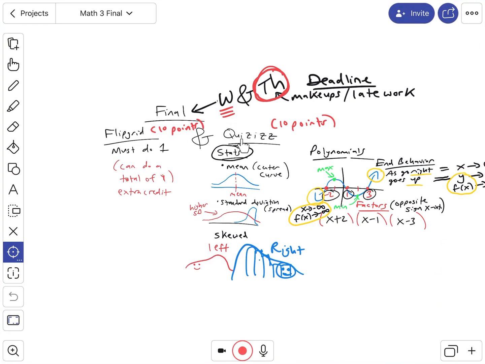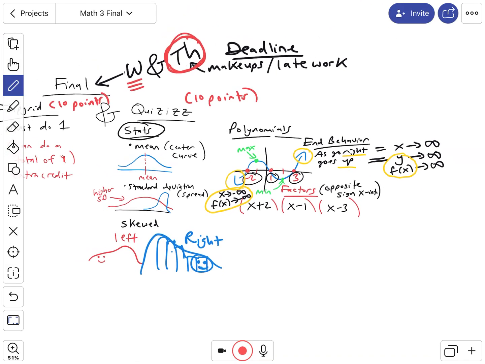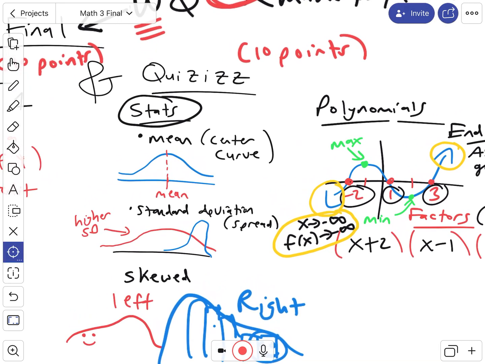Okay, so for the quizzes, I wanted to make sure I go over which concepts are going to be on here. There's going to be statistics on there. You're going to have questions on the mean. The mean is like the center of a normal curve, and you're going to also have standard deviations, which is the spread. If it's wider, it's going to have a higher standard deviation. If it's more narrow, it's going to have a lower standard deviation. You could also compare the means, right? The mean on this blue normal curve is higher because it's more to the right than the mean of this red curve. So you'll see those questions.